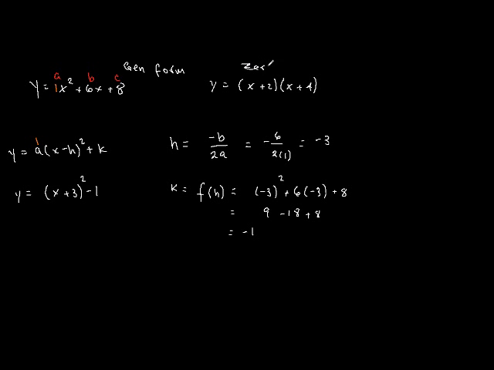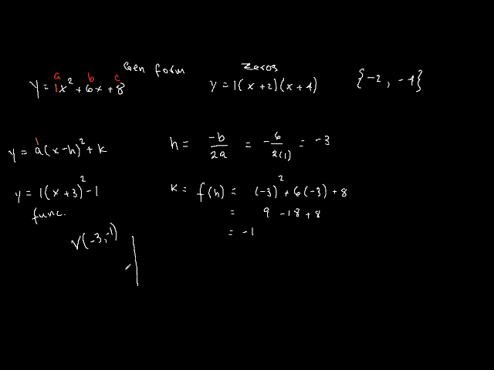So take a look at this. We've got a 1 as the value of a in all three equations. Over here, I can tell that my zeros are negative 2 and negative 4. And the vertex is negative 3, negative 1. So if I were to graph this, I'd be at negative 3, negative 1, which is approximately over here. My zeros are negative 4 and negative 2, so it would look like this.